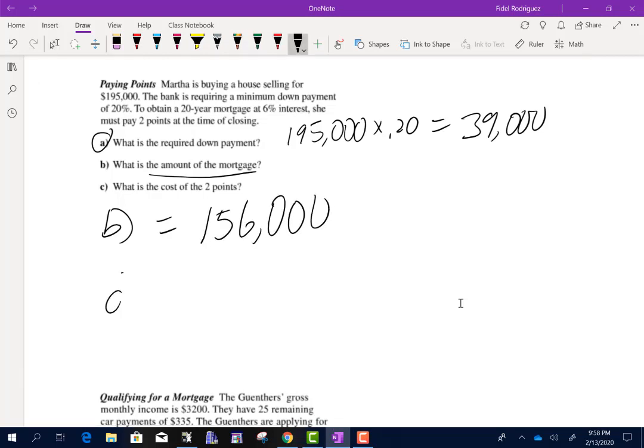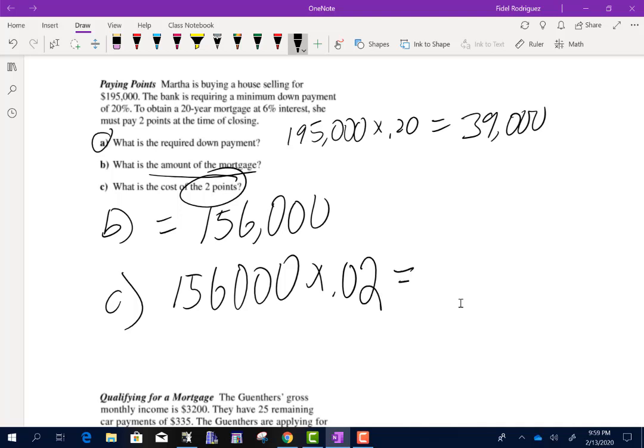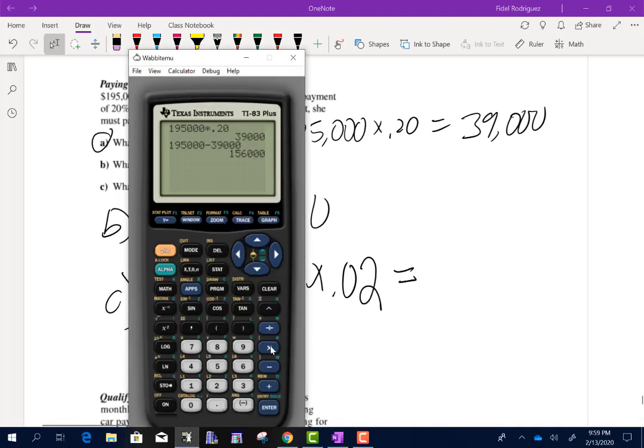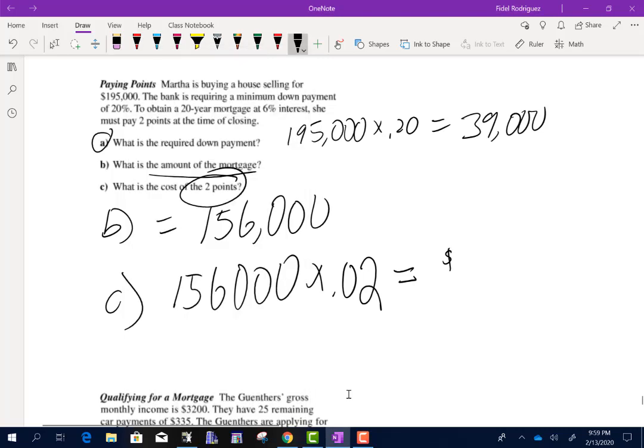156,000. Okay. Part C now just says, what's the cost of the 2 points? So guys, I'm not even going to use that table. I don't need it here. It's just asking me for the 2 points. So remember, we're going to take 156,000. 2 points is like 2%. So now we're going to take this number times 0.02. Gives me $3,120. $3,120. Boom. And we got it.